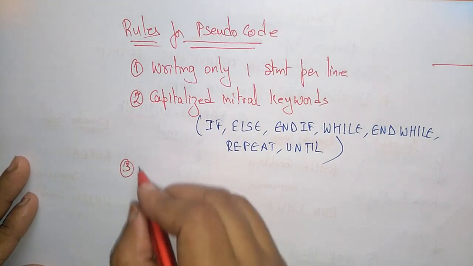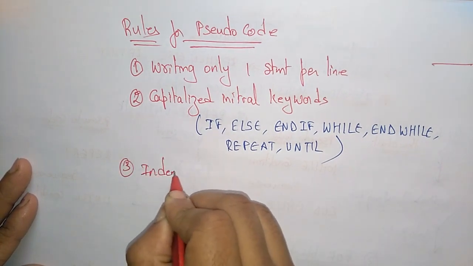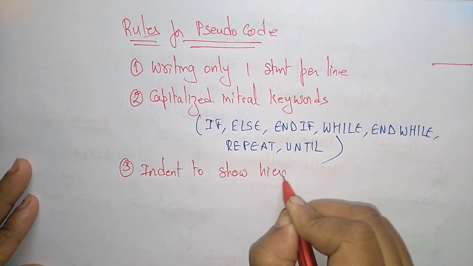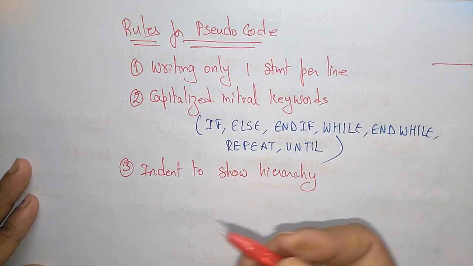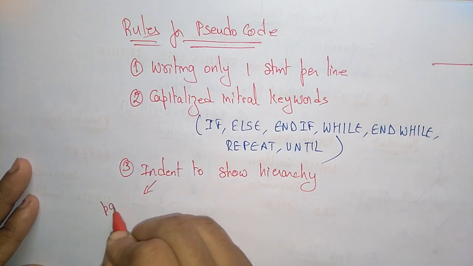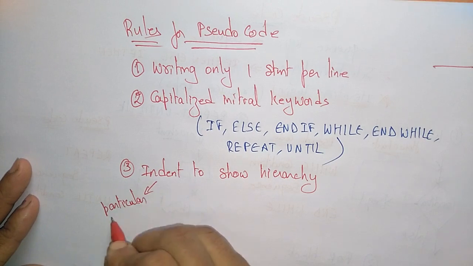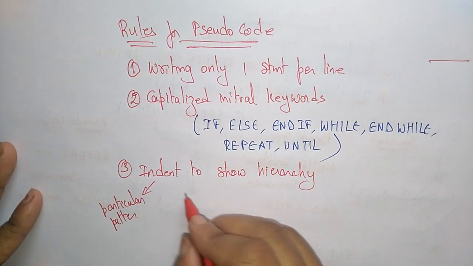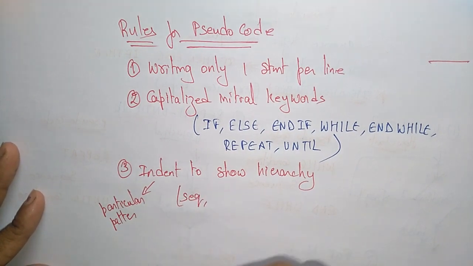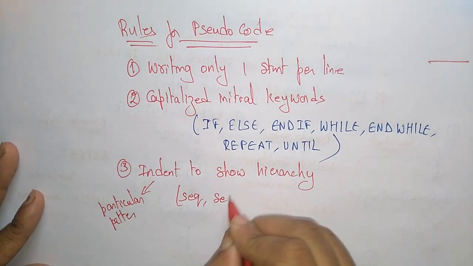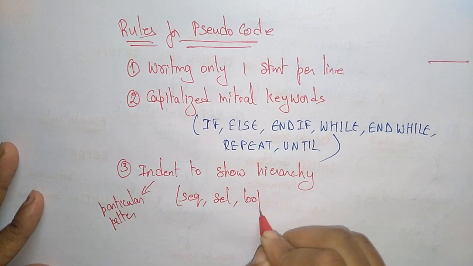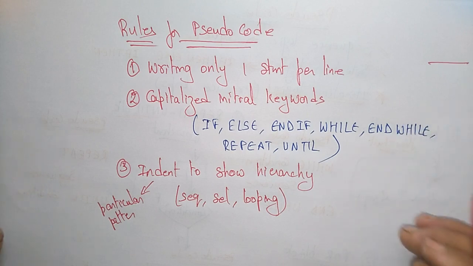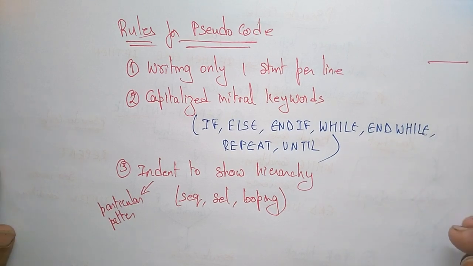The third rule is to indent to show hierarchy. Indent is nothing but a particular pattern that you follow while representing any hierarchy in pseudocode, whether it is a sequence, a selection or a loop. Some indent has to be followed to show the hierarchy. These are the different rules present in pseudocode.